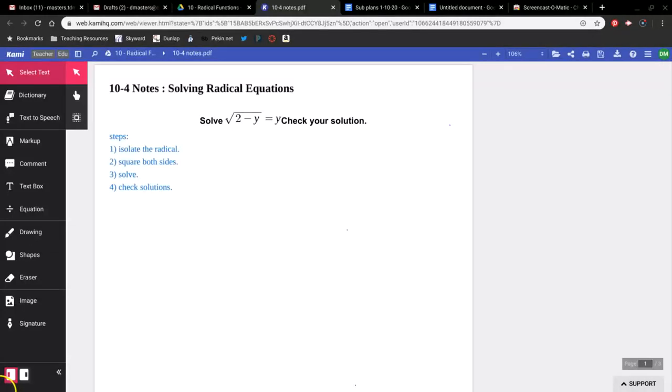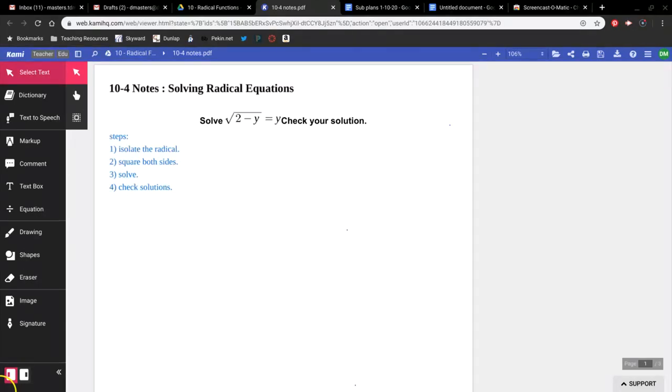All right, welcome back. We are going to continue our discussion on 10.4, which is solving radical equations. Our steps for solving radical equations remain the same as they were the last time we looked. This time, we're going to be looking at more complicated equations that need solving. The first step is to isolate the radical.